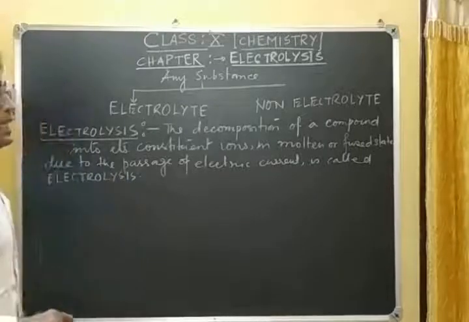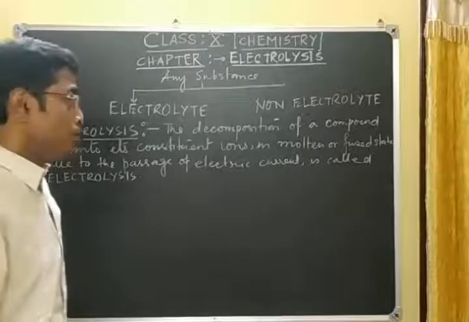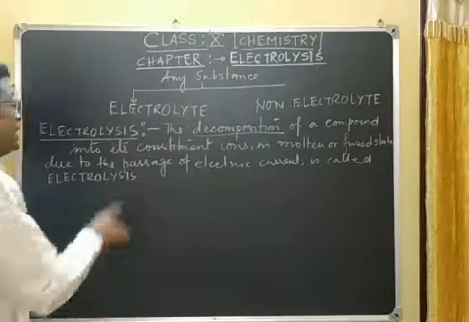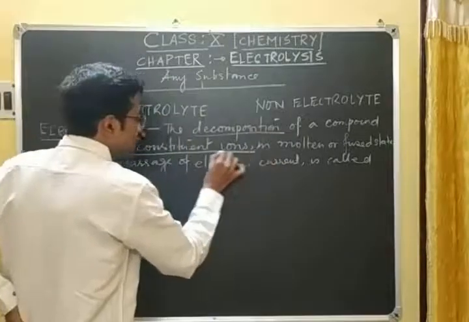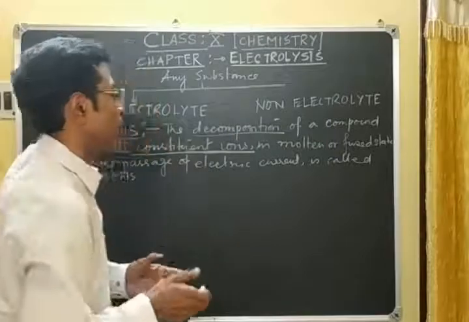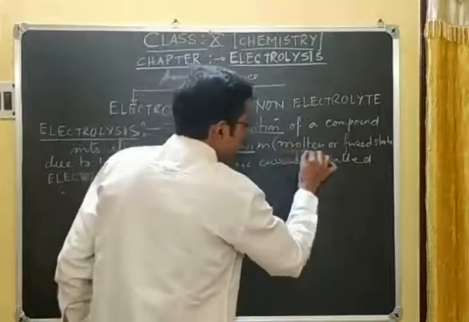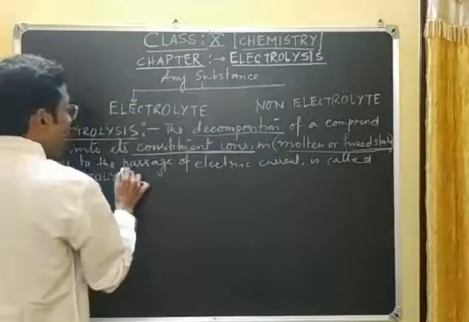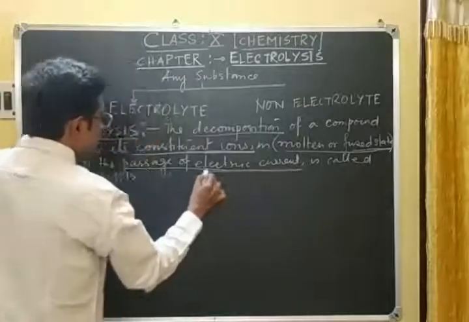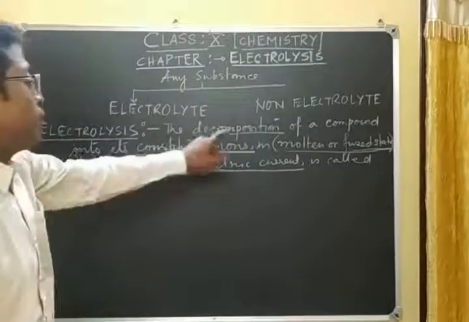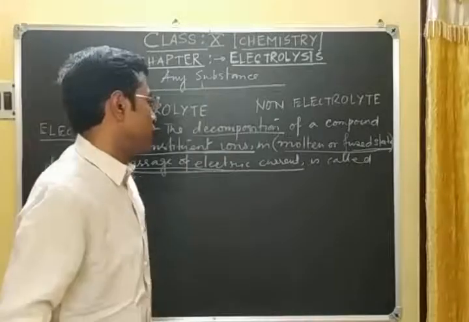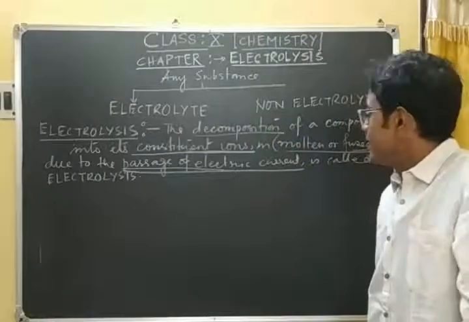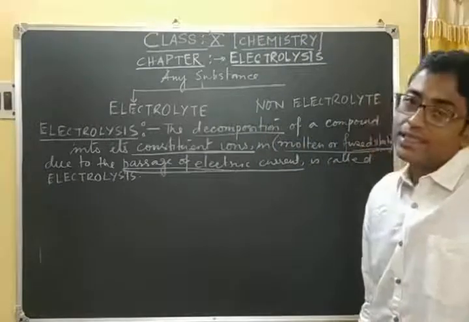Remember this. So let us see the key words. The decomposition of a compound, so decomposition, main thing, or dissociation into its constituent ions, the ions which actually make that compound. This is very important: molten or fused state, not in the solid state, due to the passage of electric current. So we have got three keywords: the decomposition of a compound into its constituent ions in molten or fused state due to the passage of electric current is called electrolysis.